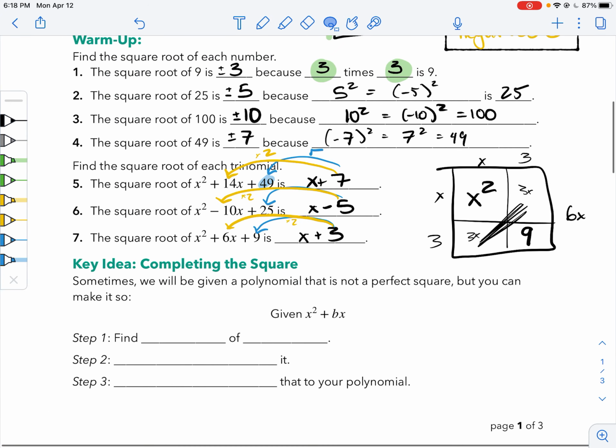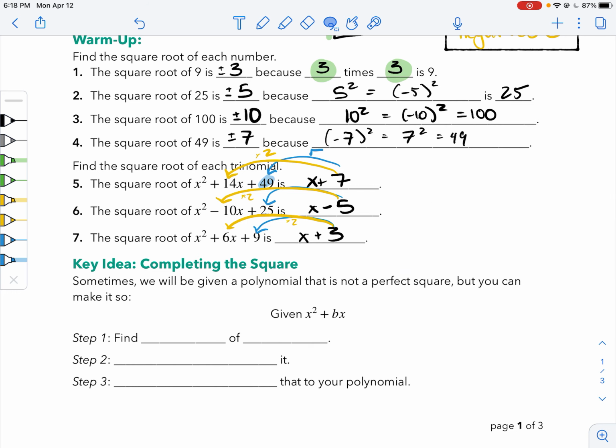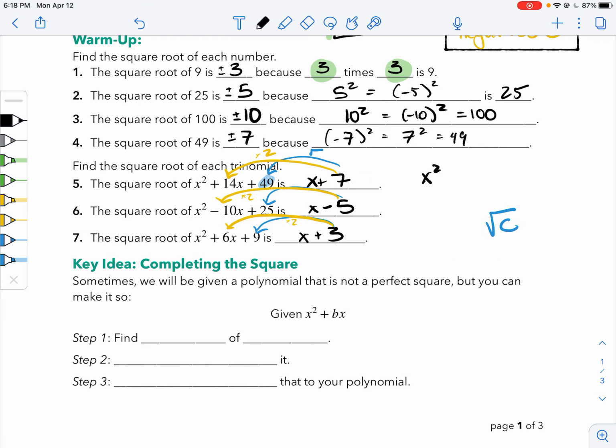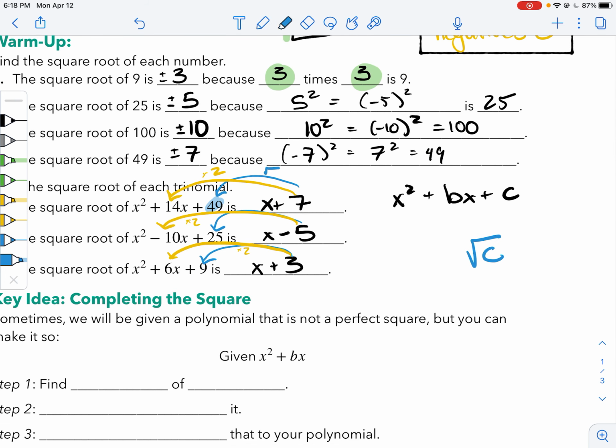So yes, if we have x squared plus bx plus c, you're looking for the square root of the c number, and we're looking for b, but half of that. Like, what times 2 is b? Well, that'll be b over 2. So that's going to be the same number. Wow, that's our key idea of the day.